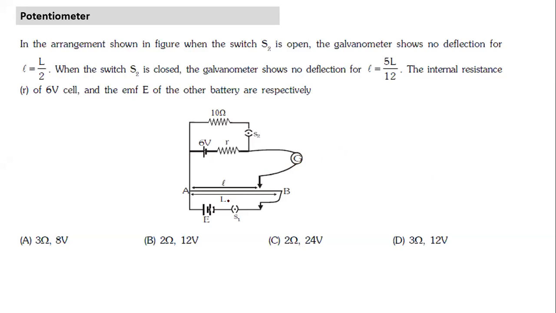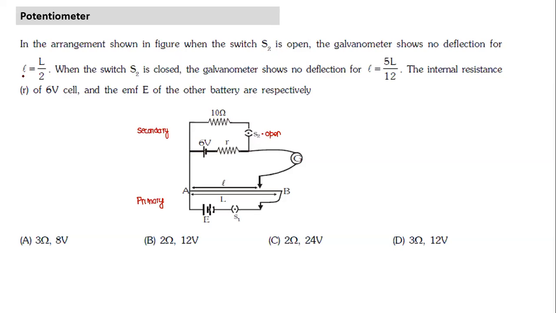Again, here the primary circuit is in the lower half and the secondary circuit is on the upper half. So this is the secondary. So the whole thing is turned upside down. And what is given here when switch S2 is open? What does S2 open mean here? It means the external resistance is not part of the circuit. Only the battery is connected.